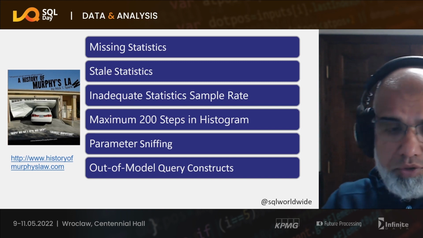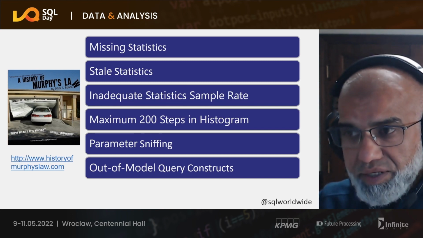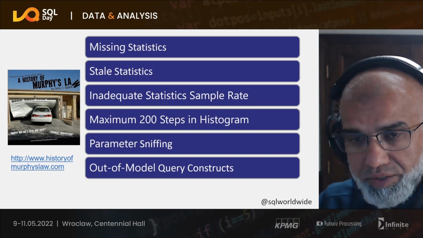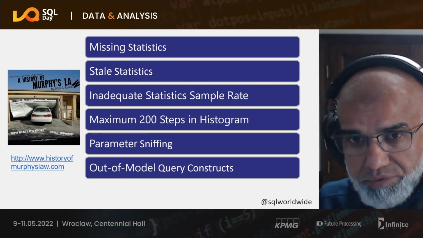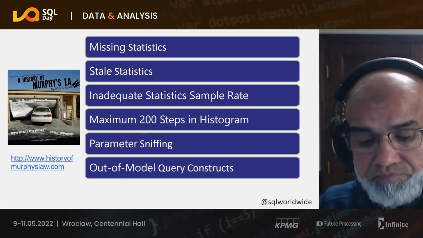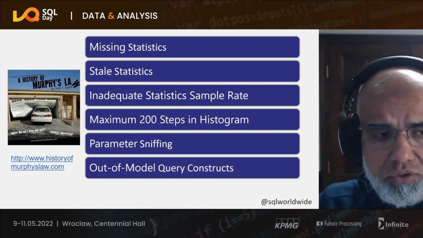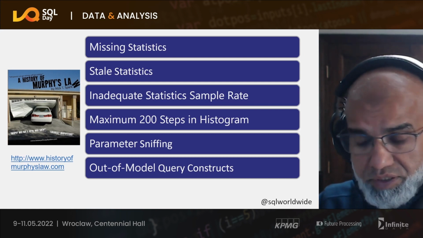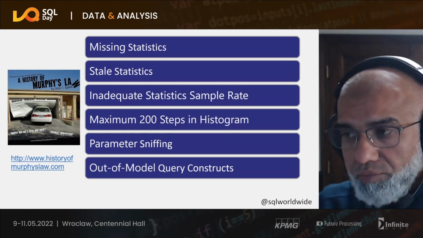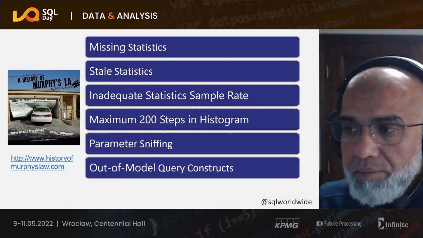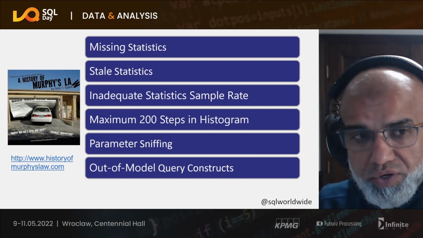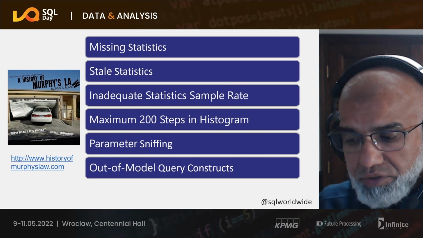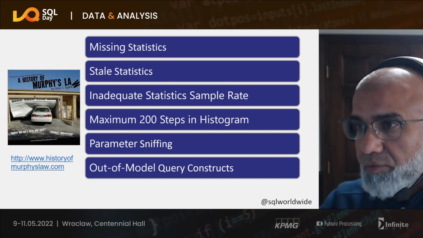If you look at the histogram, which you'll be looking at, there are only 200 steps. It doesn't matter if your table has 20,000 records, 20 million records, or 20 billion records. In your histogram, you only get 200 steps. You do not get more than that. As you will see during the demo, even if you do 100% sample statistics on a pretty small table, you will still get wrong estimates. And I'll show you that. Parameter sniffing and out-of-model query constructs, what do I mean by that? Multi-statement table valued function, table variable, XQuery, all those are not really good candidates for good estimation. So those can cause some wrong estimates.